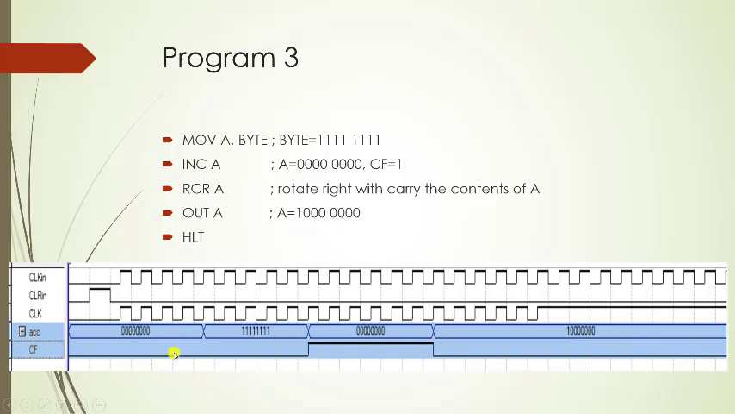So here in the simulation we can see the same thing. First we load all ones into the accumulator, then we increment the value of A, which makes the accumulator 0 and the carry flag 1. Now if we rotate carry right, then the accumulator becomes this and the carry flag goes to 0. So it follows the command right.